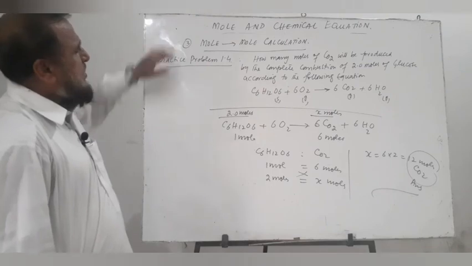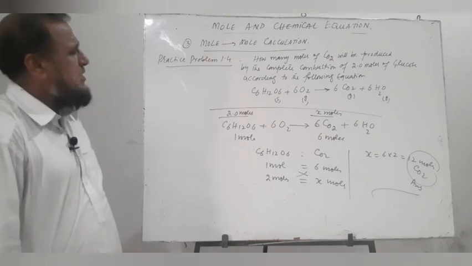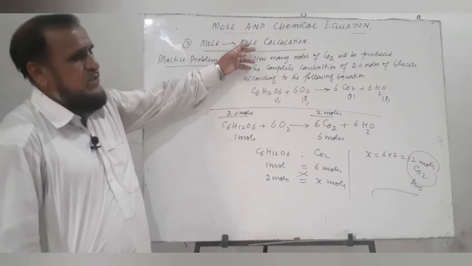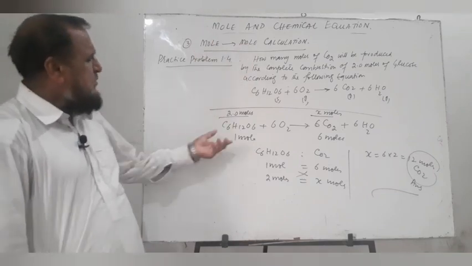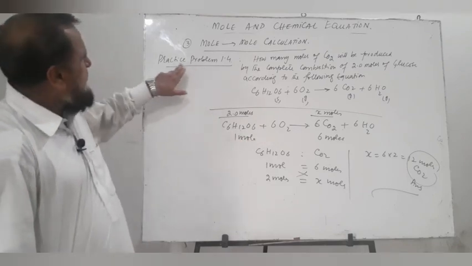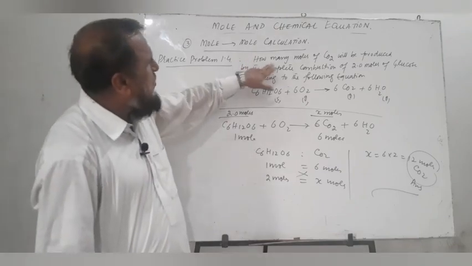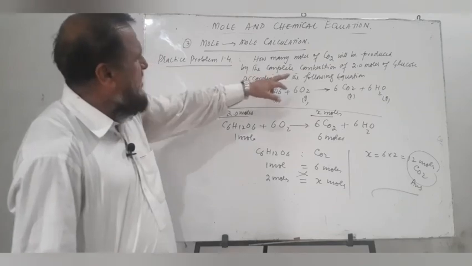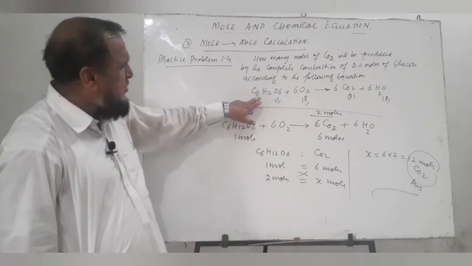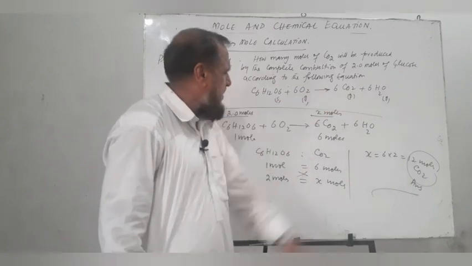The third type of calculation using mole concept is mole to mole calculation. This type of calculation will involve only one step. We will directly calculate the moles of the sought substance from the given number of moles by using the molar ratio given in the balanced chemical equation. For example, practice problem is 1.4 and it asks how many moles of carbon dioxide will be produced by the complete combustion of 2 moles of glucose according to the following equation. C6H12O6 plus 6O2. Glucose burns with oxygen to produce carbon dioxide and water.